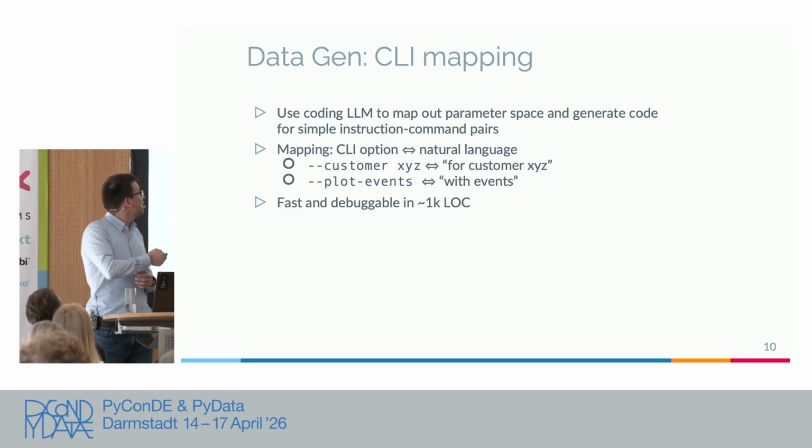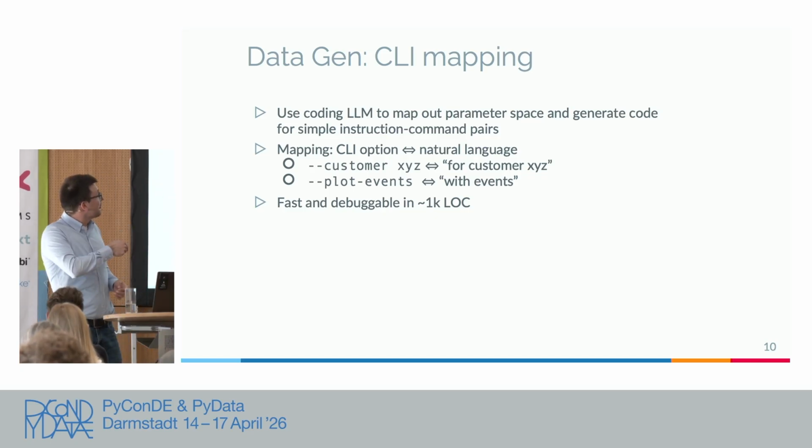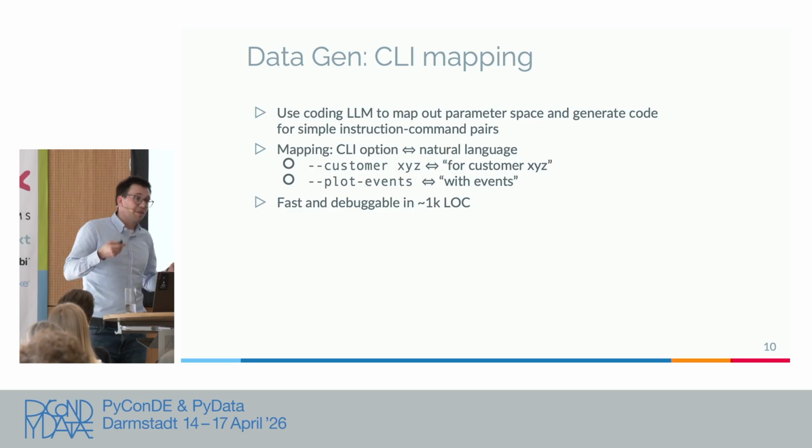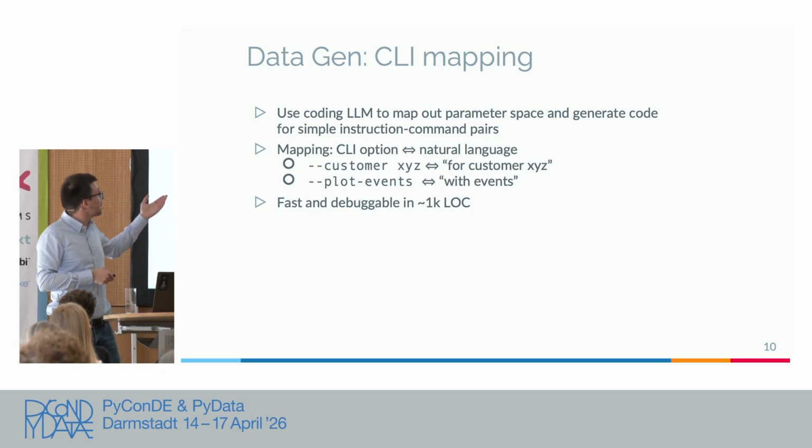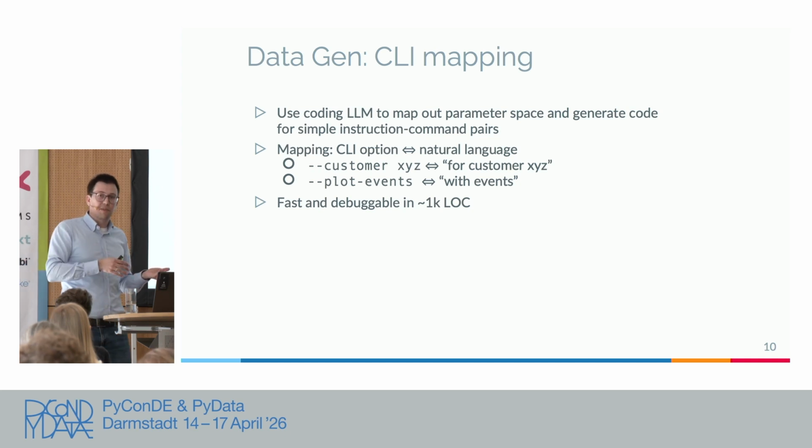So I have some examples here. Say my tool, this is a plotting tool that we use, I should maybe have mentioned, but it doesn't really matter. This is a switch called customer, right? And you can have different customer names, so you randomly draw names for that customer, and you create your command line strings. Similarly, it has a switch plot events, and then you create these command line strings from randomly drawn values. Sometimes your instructions have that events switch, sometimes they don't.